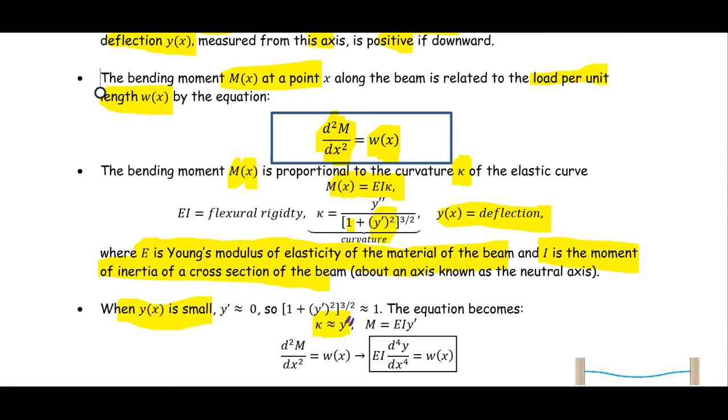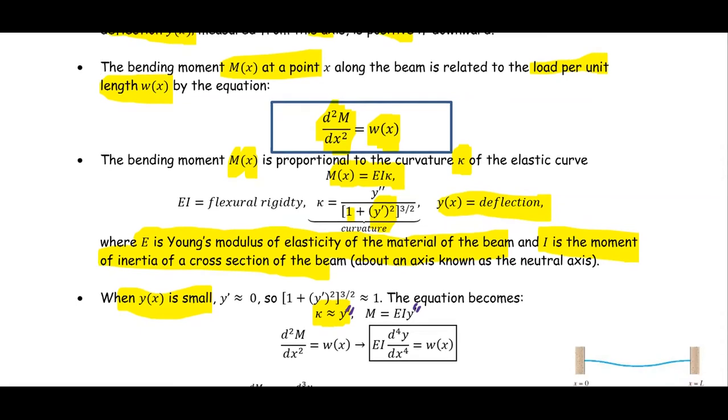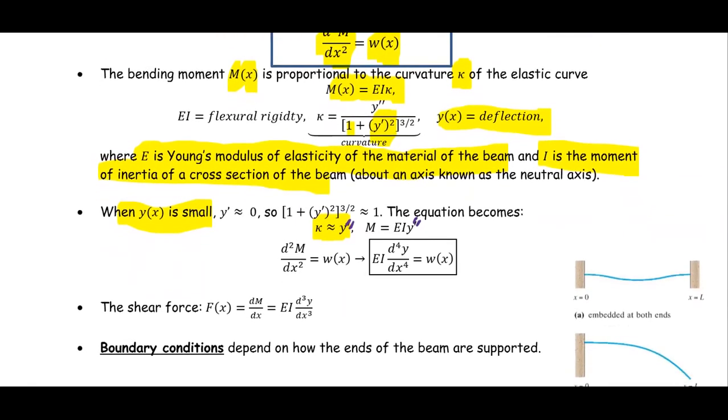And M is EI times y double prime. As the second derivative of M with respect to x is w, we take the second derivative of M as EI times y double prime to get the fourth-order differential equation representing the deflection of the beam: EI times the fourth derivative of y equals w of x, the weight function.